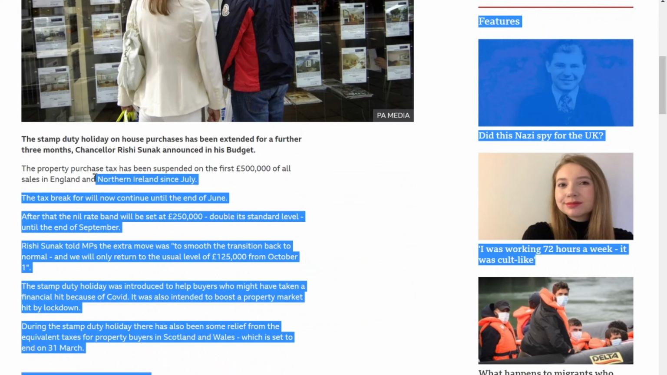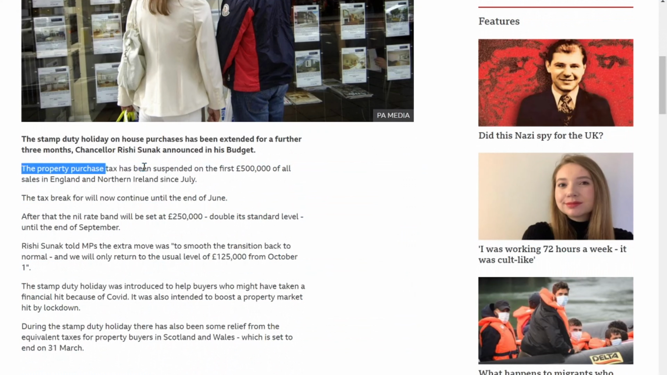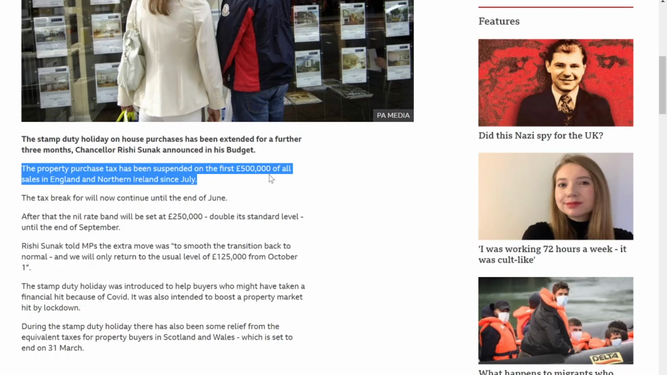The property tax has been suspended on the first 500,000 of all sales in England. So yes, it's England, but we can see that everything in the Western world tends to have a domino effect. What happens in the States then moves on to Europe, and then from Europe to the rest of the world. So again, this was to encourage buying.